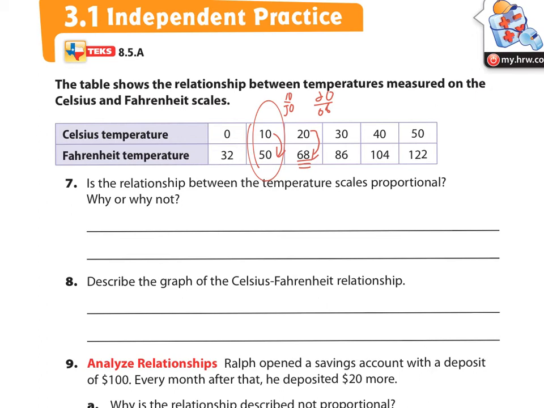It's not proportional. Another way you could tell really quickly, if it's a graph, it's a straight line, and it passes through the origin. Now, what is the origin again?